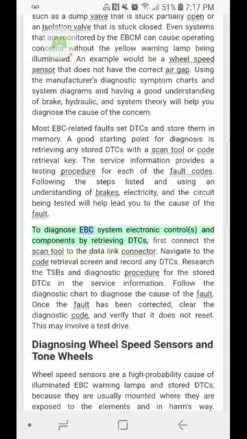To diagnose EBC system electronic controls and components by retrieving DTCs, first connect the scan tool to the data link connector. Navigate to the code retrieval screen and record any DTCs. Research the TSBs and diagnostic procedure for the stored DTCs in the service information. Follow the diagnostic chart to diagnose the cause of the fault. Once the fault has been corrected, clear the diagnostic code, and verify that it does not reset. This may involve a test drive.